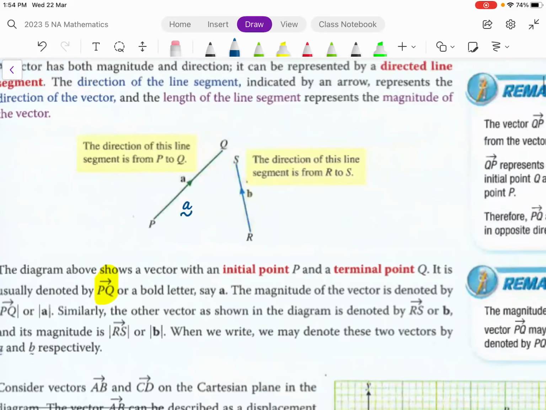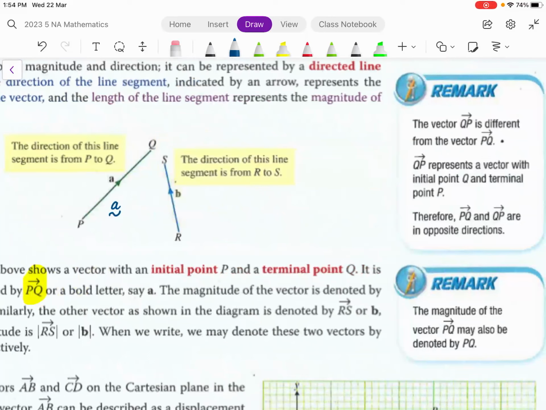Okay, now vector b over here is also known as vector RS. From R to S. The initial point, as the name suggests, is where it starts from. R. The terminal point, as the name suggests, is where it ends. S.